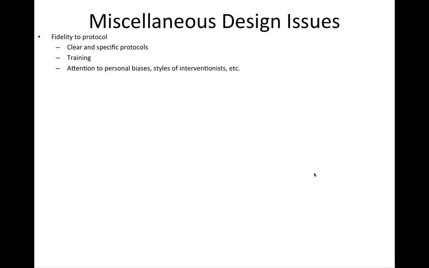So before we end, I'll talk about some miscellaneous design issues and then summarize some of these issues more broadly. So as we talked about when we were talking about threats to validity, we also have to worry quite a bit about fidelity to protocol. So we want to have clear and specific protocols for our interventionists and our assessors. We want to make sure we train them very well and continue to monitor and supervise their implementation of our intervention. We have to have attention to personal biases, styles of interventionists, the ways in which they're implementing that.